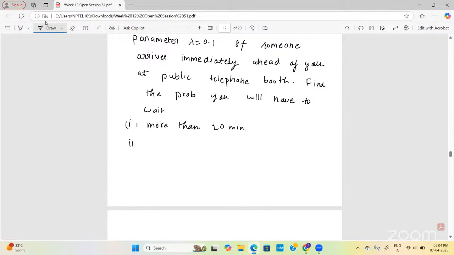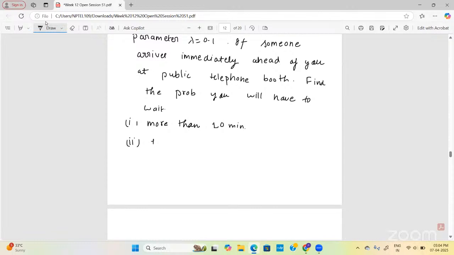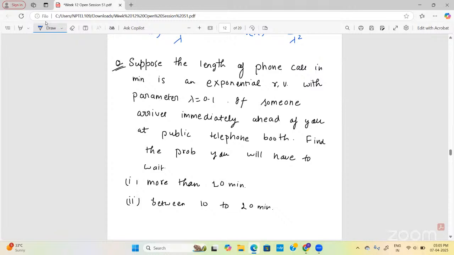And the second part is that you will have to wait between 10 to 20 minutes. Okay, so this is the question. Now read the question first carefully and then try to solve it.